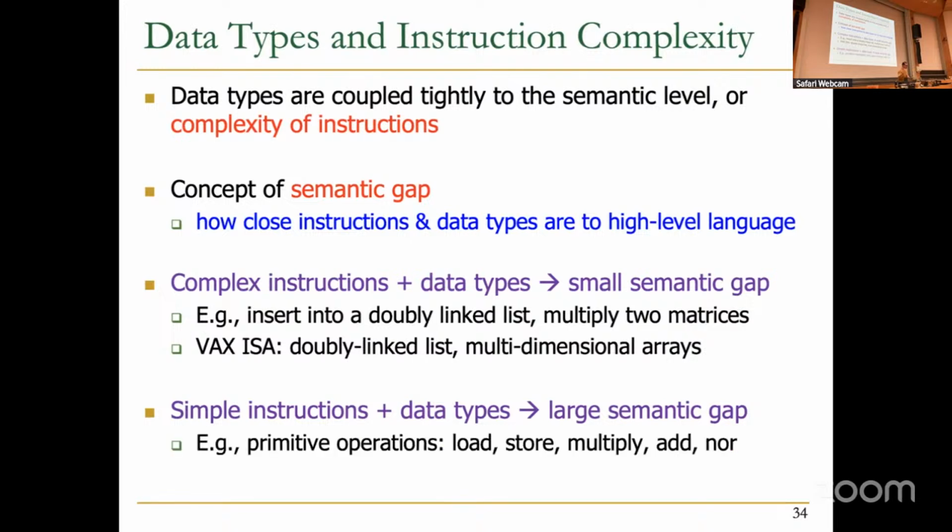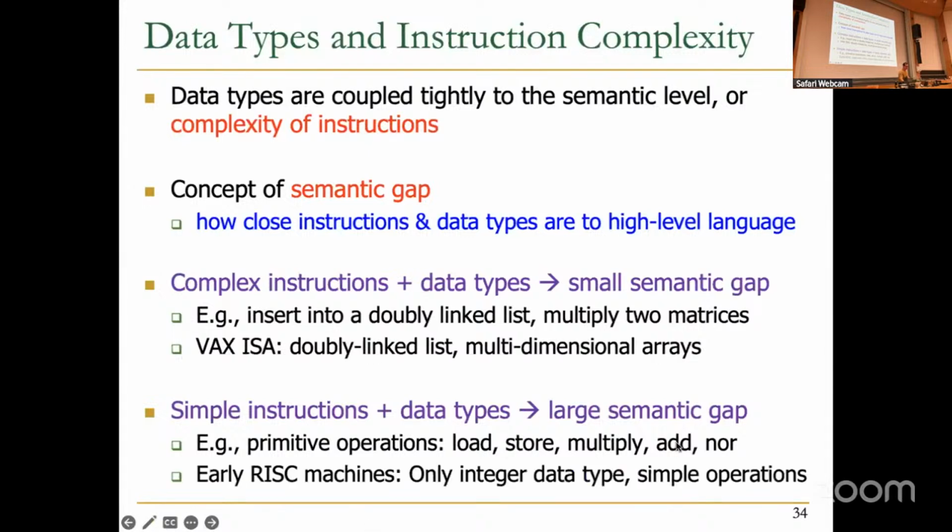Simple instructions we've already seen, right? Basically, you have primitive operations: load, store, multiply, add, NOR. And early RISC machines, reduced instruction set machines, had only the integer data type, for example. Later, they figured out this is not good enough, so they added more data types. If you're too simple, you quickly figure out that this is not enough, because there's a huge software world out there, and you didn't really support the software nicely. Your semantic gap is too far from the high-level language.